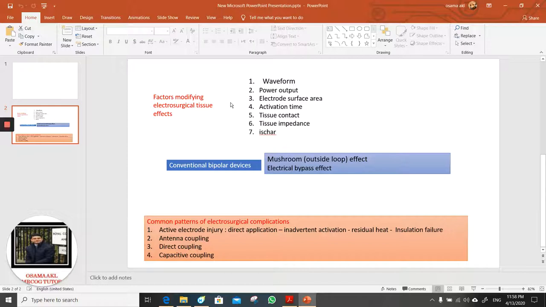30-50 watt for coagulation, 50-80 watt for cutting. Surface area, smaller as you can. Activation time, smaller as you can. Tissue contact, according to coagulation or cutting. Tissue impedance, fat not like muscle. ESR present on the instrument, always remove it using a wet towel.